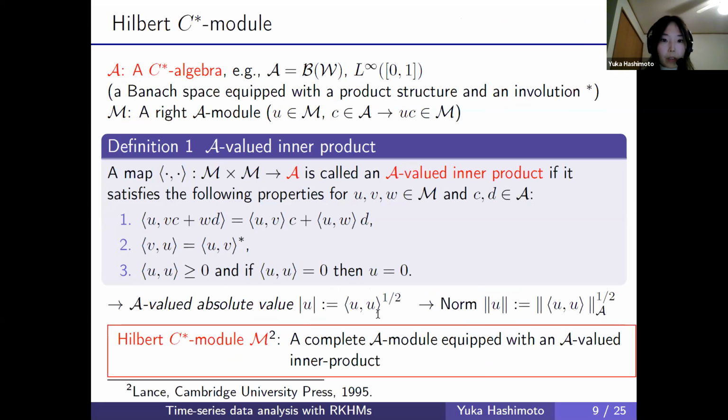So we now introduce reproducing kernel Hilbert C-star-module, a generalization of RKHS and VV-RKHS. But before going into the definition of RKHM, we first explain the definition of Hilbert C-star-module. This is a generalization of a Hilbert space. And let A be a C-star-algebra. A C-star-algebra is a Banach space equipped with a product structure and an involution.